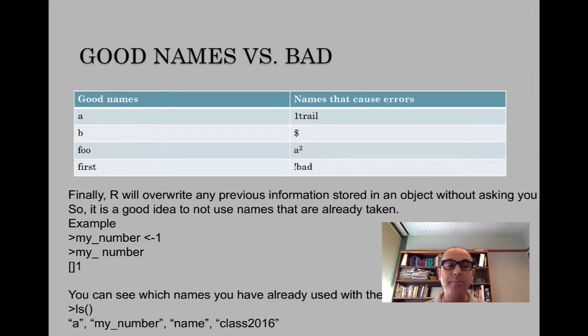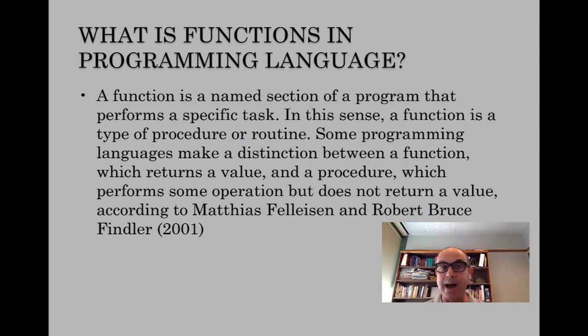So my_number_1, yes, it can be a good name, but we are trying to keep it short. So a good name will be a short name, and you can always see what you have done by the command ls. It will show me what objects we have here: my class, my number, my name, the class, and so on. It will give me all the objects that I created in my R platform or environment.